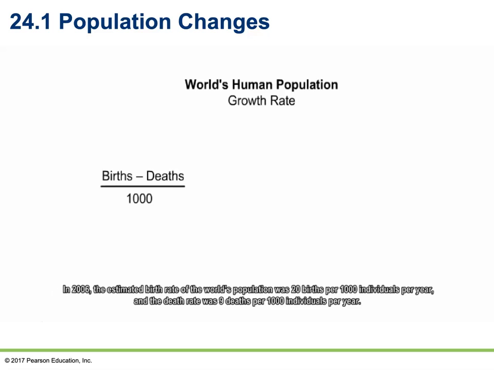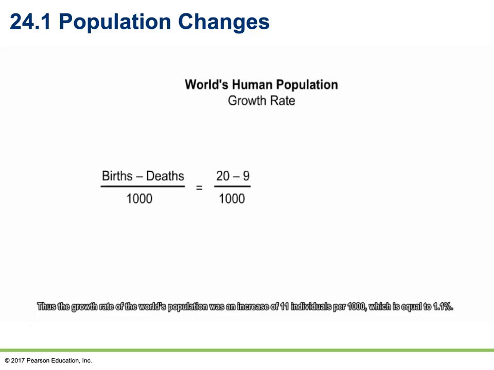In 2006, the estimated birth rate of the world's population was 20 births per 1,000 individuals per year, and the death rate was 9 deaths per 1,000 individuals per year. Thus, the growth rate of the world's population was an increase of 11 individuals per 1,000, which is equal to 1.1%.